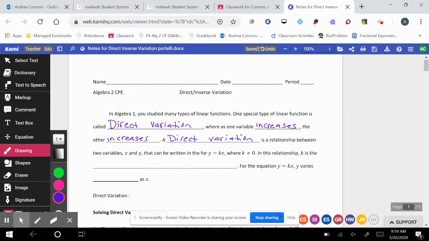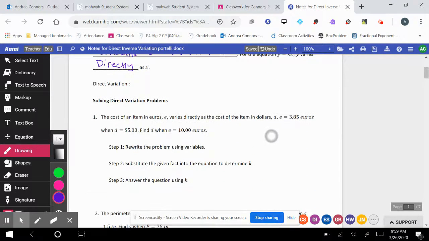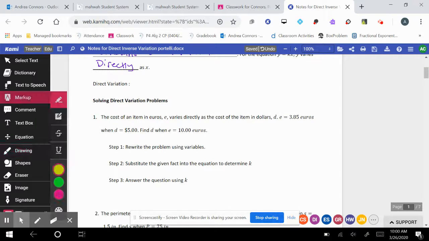is a relationship between two variables, x and y, that can be written in the form of y equals kx, where k cannot equal 0. In this relationship, k is the constant of variation. For the equation y equals kx, y varies directly as x.